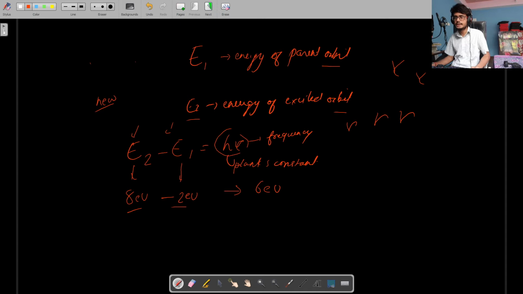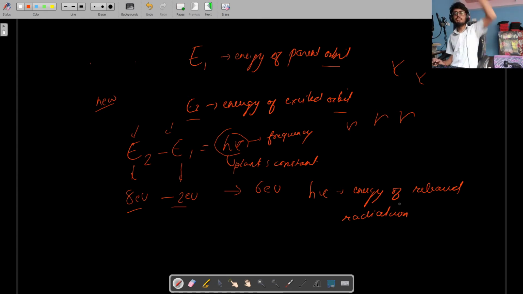So this h nu represents the energy of the released radiation. The energy that was released when the electron came back to its parent orbit is denoted by h nu. So what is the energy of the radiation that is released? Will that energy fall under the visible light category, or X-ray category, or let's say gamma ray category? It depends, right? By finding the value of h nu, you can check which spectrum the energy released will fall in.